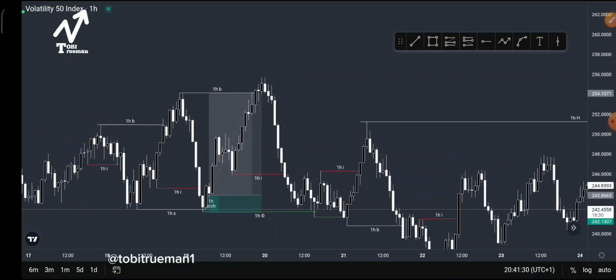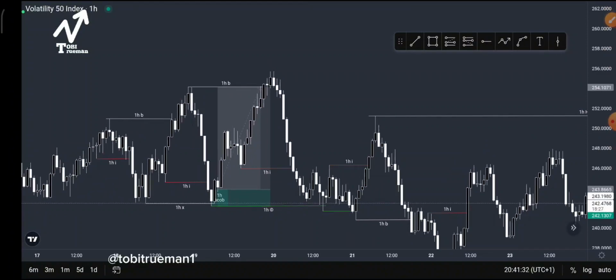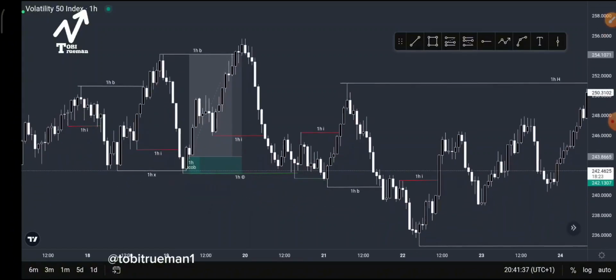If higher time frame is buying, we want to make sure that the lower time frame structure we are going to work with is also buying. I hope it is very easy to know and understand.